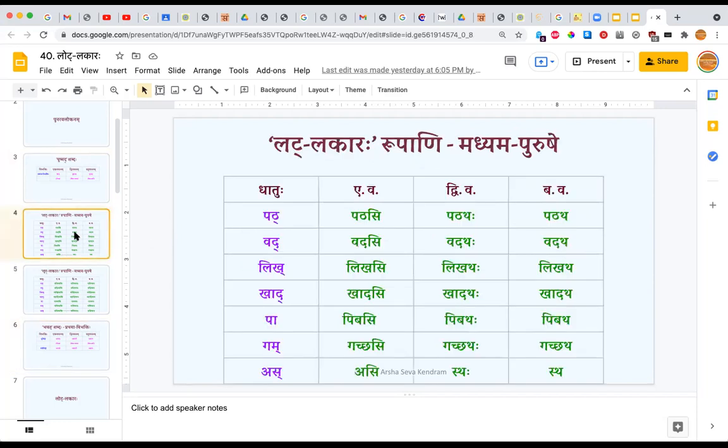And associated with that, we also saw the Lat Lakara rupani of Madhyama Purusha for the Yushmat Shabda. So for pat: Pathasi, Pathathah, Pathatha; Vadasi, Vadathah, Vadatha, etc. So Si, Thah, Tha. And the interesting thing was As dhatu: Asi, Asthah, Astha.